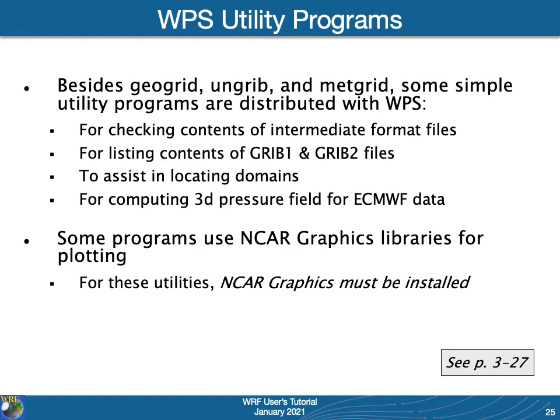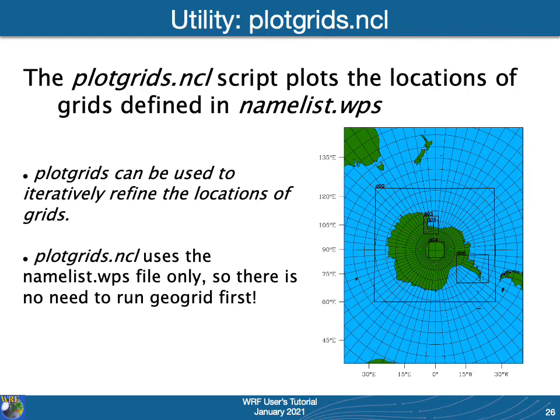Some of these utilities require NCAR graphics, and therefore, in order to install these utilities, you will need to have installed NCAR graphics first. So the first of these utilities is a script written in the NCAR command language, referred to as NCL. The script is called plotgrids.ncl, and it parses the namelist.wps file and produces an X11 plot, showing the position of all of the model domains defined in that namelist.